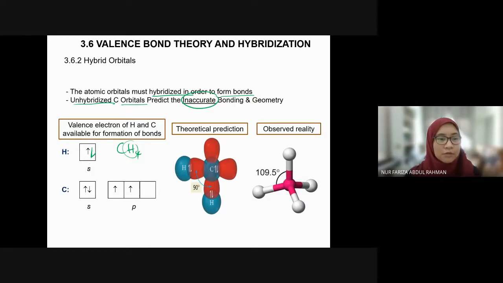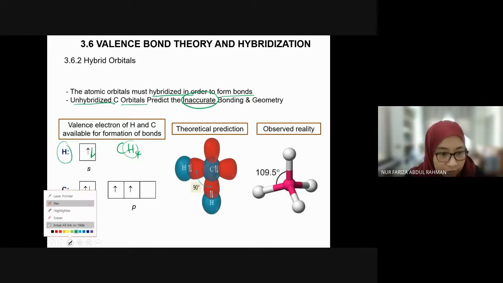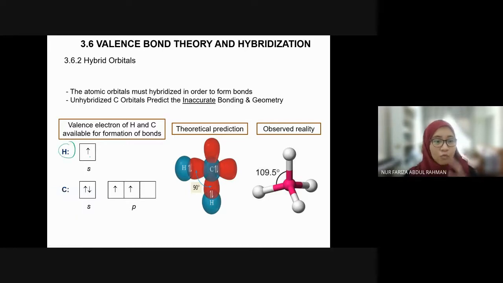Okay, 1 electron each. Sorry. We are talking about hydrogen. Sorry, saya ingatkan carbon. Okay. So this is hydrogen. So hydrogen requires 1 more electron. Betul tak? So we have 4 hydrogen. That means we have 4 unpaired electron. So this hydrogen, okay, requires pertolongan, help from carbon.